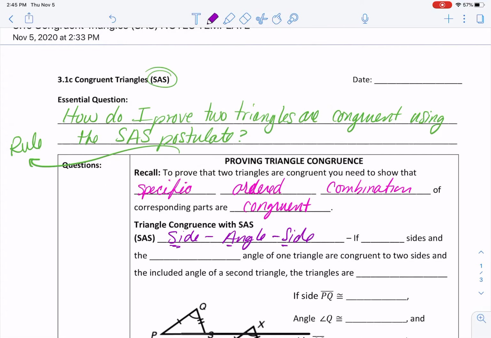And for side angle side, if two sides and the included angle, that means inside, of one triangle are congruent to the same thing on another triangle, then the two triangles are congruent.